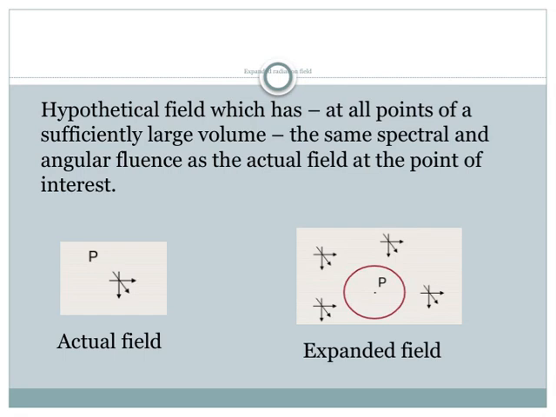Let's take a closer look at the concept of an expanded field. When we talk about the actual field, we're referring to the real radiation distribution at a specific point. Now, the hypothetical field is a bit more abstract. It's defined as having the same spectral and angular fluence as the actual field, but crucially, this similarity holds at all points within a sufficiently large volume. In other words, the hypothetical field is a kind of idealized or extended version of the actual one, designed to match its properties over a broader area. This idea is key when we're analyzing or modeling radiation because it allows us to make certain approximations and assumptions.